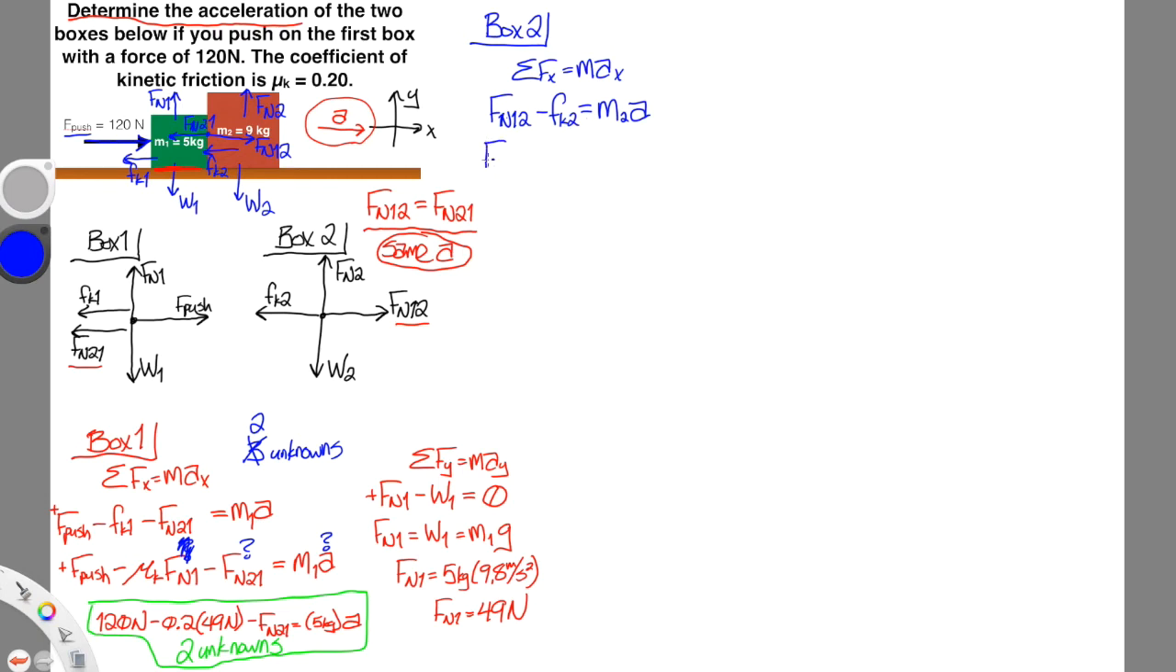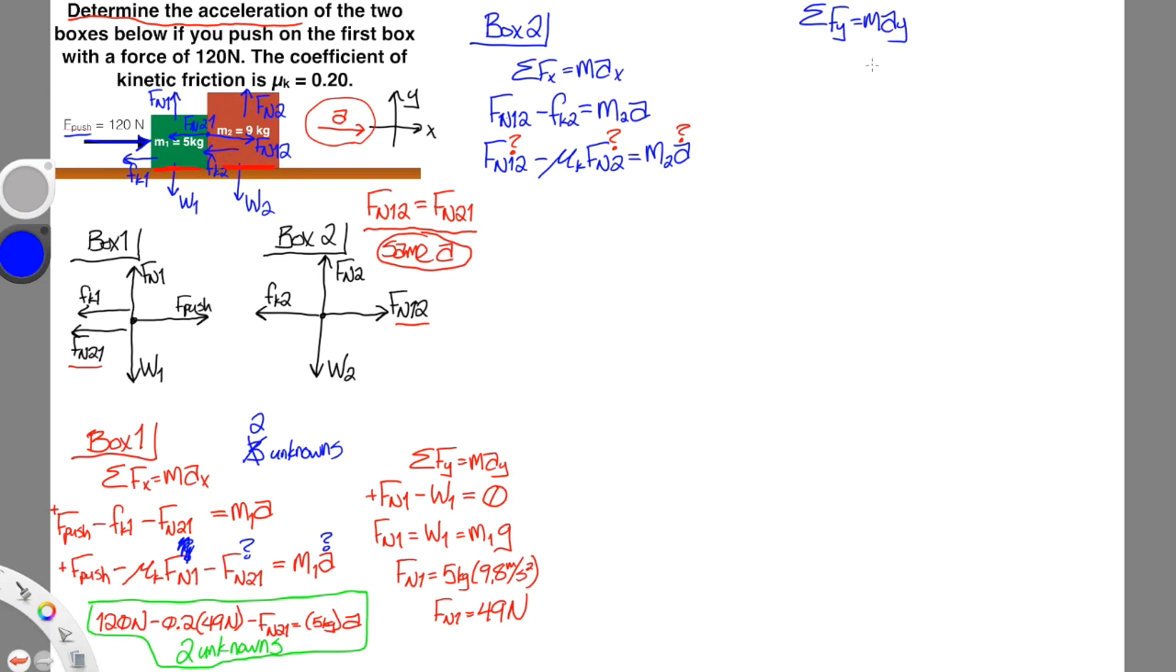So, plugging in any formulas we might have, nothing for Fn12, minus the coefficient of kinetic friction times Fn2. Just like before, we want the normal force at the contact surface that's causing the friction. So we want Fn12 in this case. And that will equal m2a. So, just like before, it feels like we have three unknowns, Fn12, Fn2, and our acceleration. But if we go write our y direction equation, we can solve for one of these.